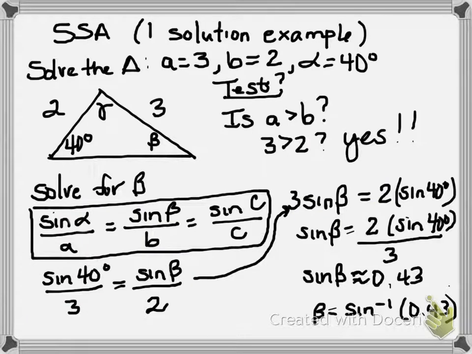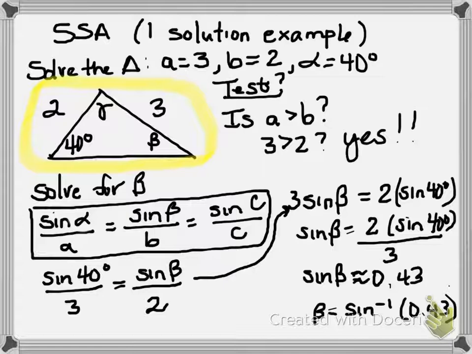Alright, so this is my side-side-angle one solution example. You have to solve this triangle: A equals 3, B equals 2, and alpha is equal to 40 degrees. The first thing you want to do is draw your triangle. Right here, I drew my triangle and labeled it. I have my 40-degree angle, which is what's given, alpha, beta, and gamma. I have my side A, which is 3, and my side B, which is 2.